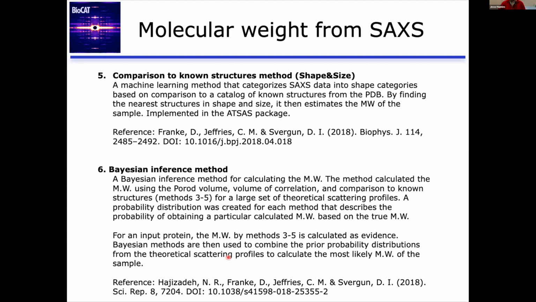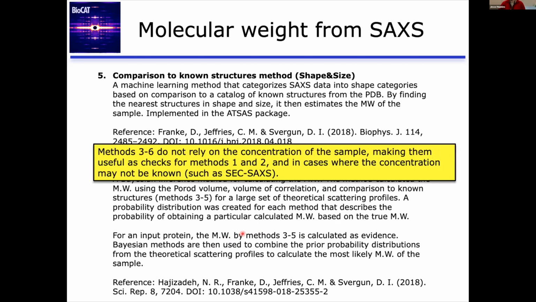They come out with essentially a set of weighting coefficients that lets you combine these other methods in a way that in theory minimizes the weak points and gives you the best molecular weight every time. It's not always true, but it's often true. These four methods don't rely on the concentration of the sample, which makes them useful as checks on methods 1 and 2, and also in cases where the concentration may not be known, such as SAXS.